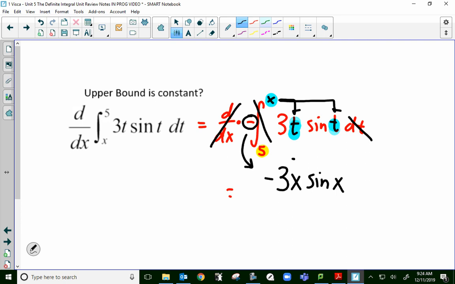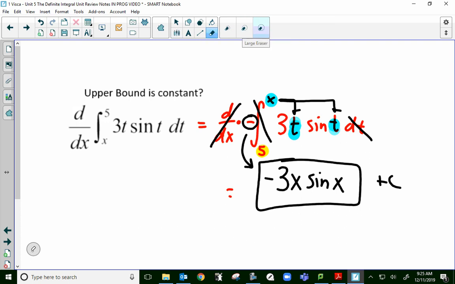There you go. That's your answer. Okay, but you might say, but when we did integrations, wasn't there like plus a C? That's if there were no bounds. There are bounds here. Besides, we're taking the derivative of whatever the integration is, so the constant will go away, right? The derivative of a constant is 0 anyway. All right, so if the upper bound is a constant, we just flip and negate. Pretty simple.